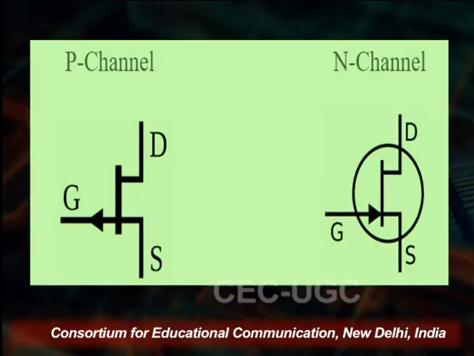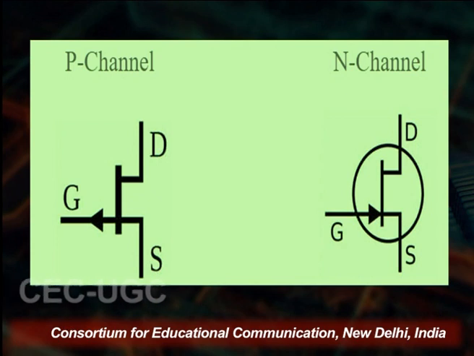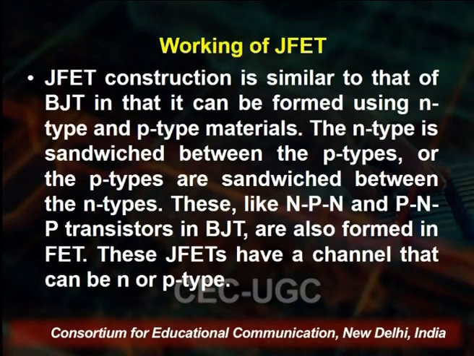You see on the screen the symbolic representation of the P channel as well as the N channel. In the P channel, the arrow is towards the gate, but in the N channel the arrow is towards the drain and source and opposite to the gate. So, these are the symbolic representations of the JFET. You see the arrow is just near the source. So, this is the P type channel and the N type channel.